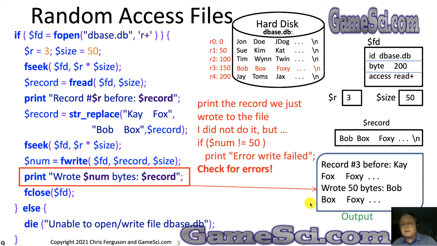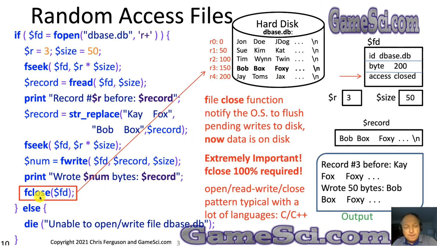We wrote that out to the file. I showed it in red. That is the updated record. We read it into RAM, we changed it while it was in RAM, and now we wrote it back out to the disk.